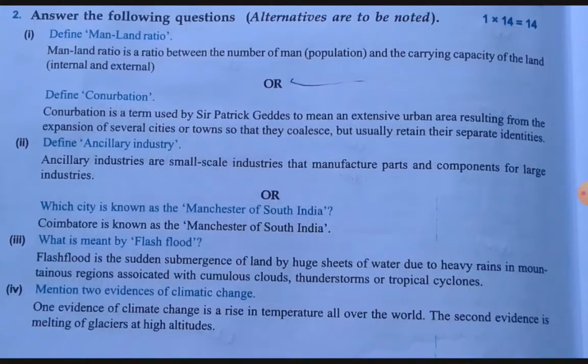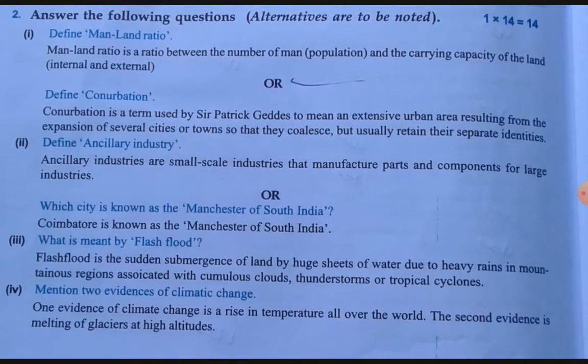The answer is man-land ratio is a ratio between the number of man or population and the carrying capacity of the land, internal and external. Or define conurbation.